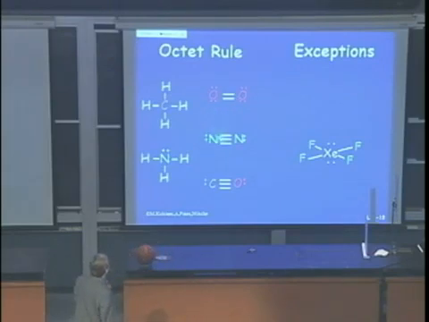And then we have nitrogen. Nitrogen has 5. 1, 2, 3, 4, 5. So we put them together. 2, 4, 6, 8 on each. Octet rule fulfilled. Triple bond. Carbon monoxide, the same thing.